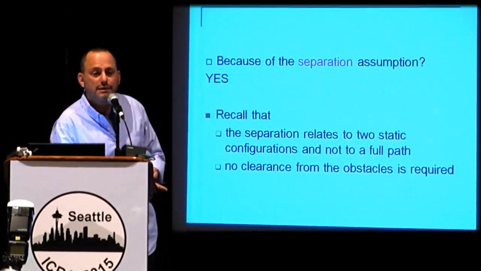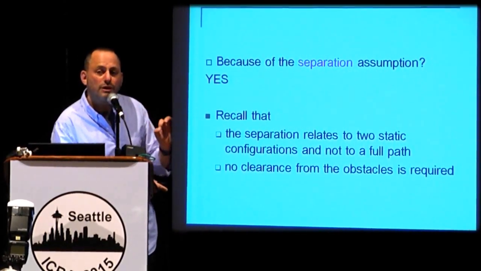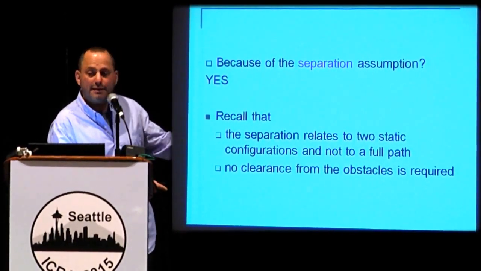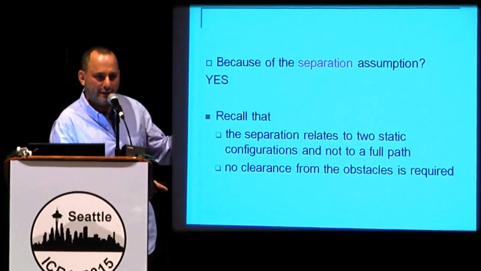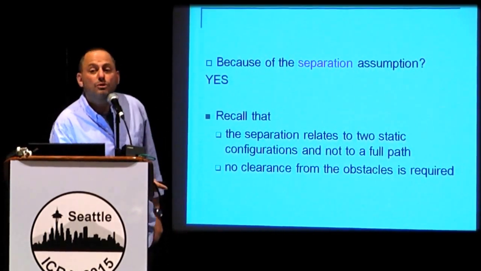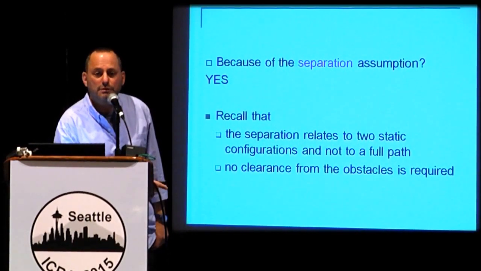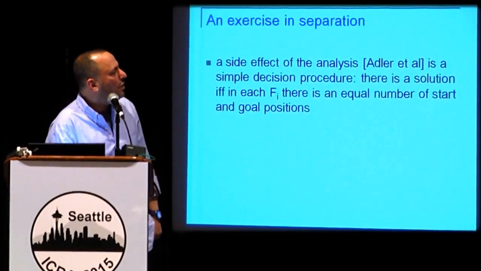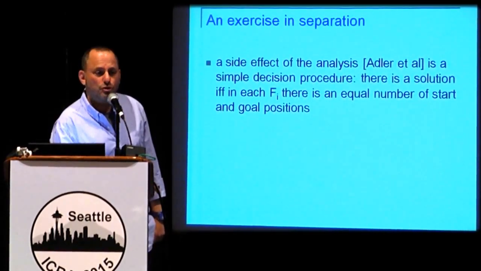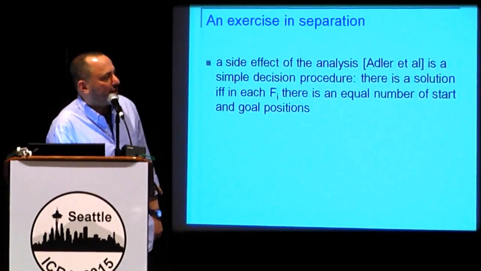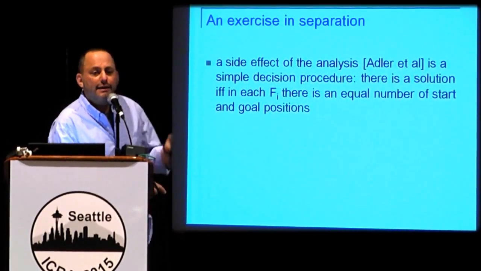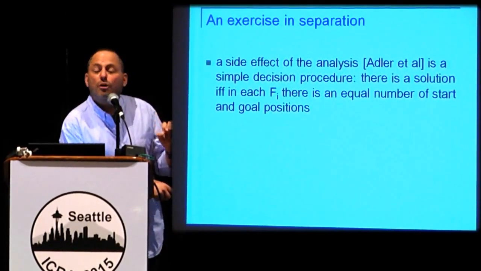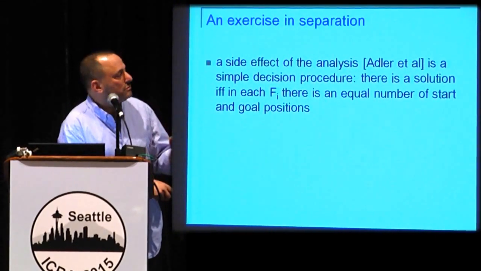First of all, notice that the separation refers only to 2 static configurations, the start and goal. I don't say anything about the path. I don't assume anything about the path. Secondly, we do not require clearance from the obstacles. The start and goal can be attached to the obstacles. Okay, so separation is crucial here, and there's an interesting side effect in our analysis. It's a very simple decision procedure that tells you whether the problem is solvable or not.